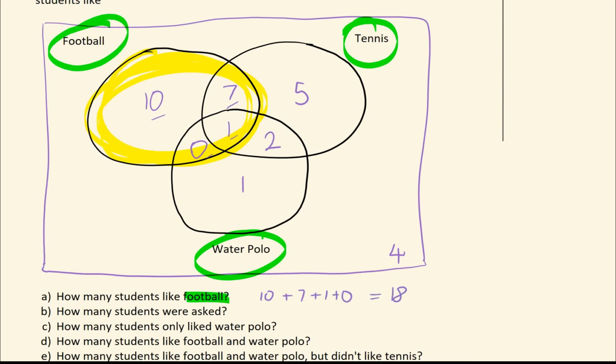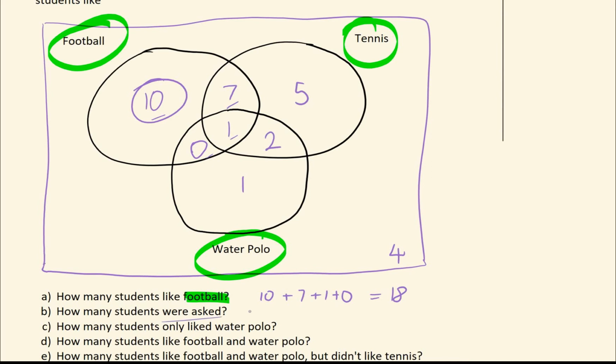And just so this is clear, these 10 like football only, these 7 like football and tennis but not water polo, this one person likes all three, and these 0 people are people who like football and water polo but not tennis.